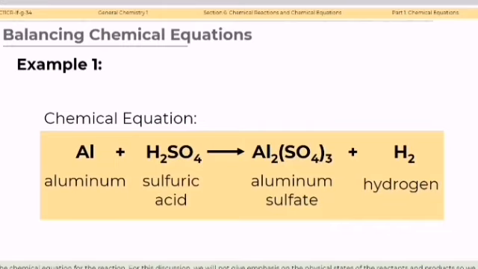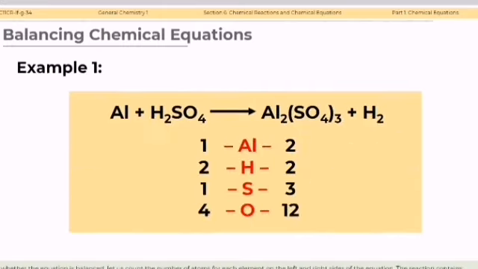Let us check whether the reaction is balanced. To check whether the equation is balanced, let us count the number of atoms for each element on the left and right sides of the equation. The reaction contains aluminum, hydrogen, sulfur, and oxygen.